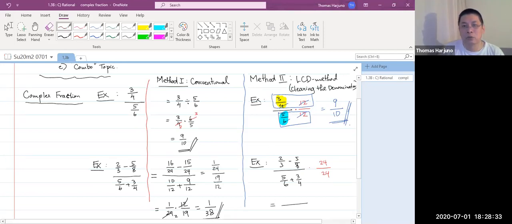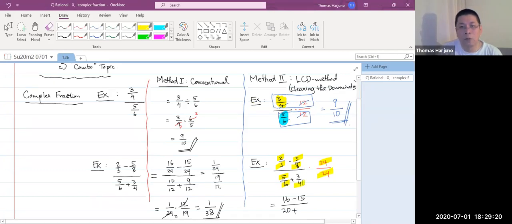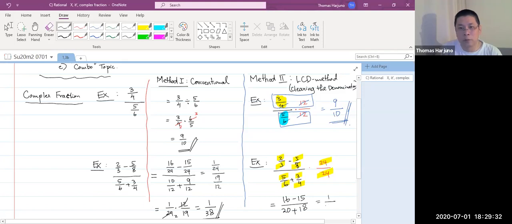Then multiply this. 24 divided by 3 is 8 times 2 is 16. 24 divided by 8 is 3 times 5 is 15, minus 15. 24 divided by 6 is 4 times 5 is 20, plus 24 divided by 4 is, I'm sorry, 6 times 3 is 18. And this becomes 1 over 38.